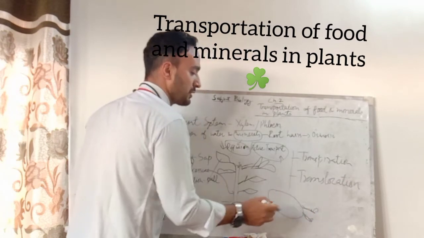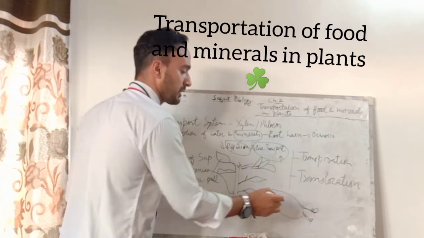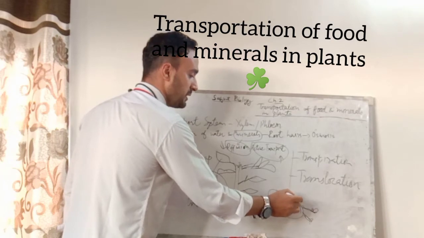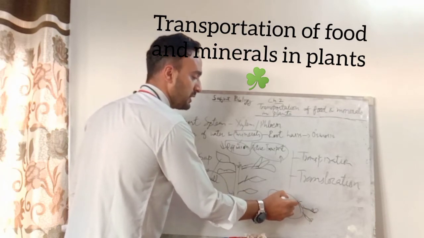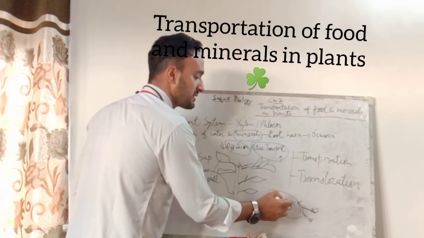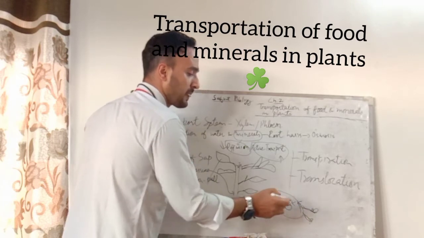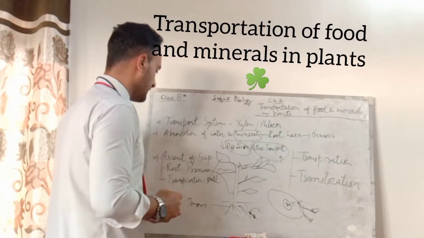The root hair cells absorb water and minerals, okay, and thereafter it reaches the epidermis, then it will pass to the endodermis, and finally the xylem and phloem are here. Okay, so what happens during root pressure?